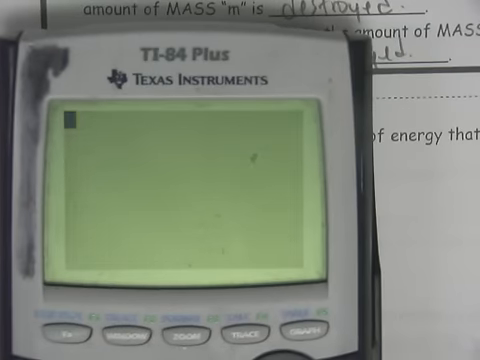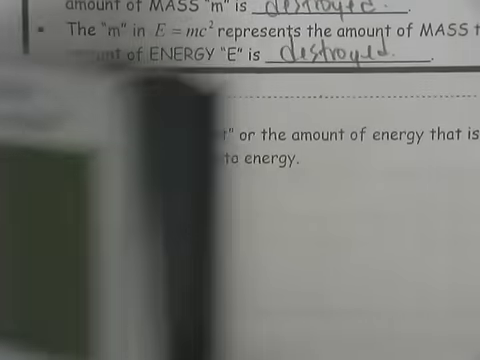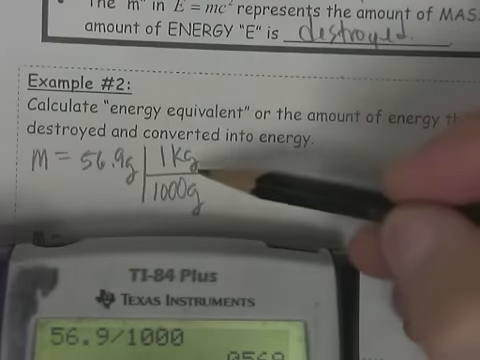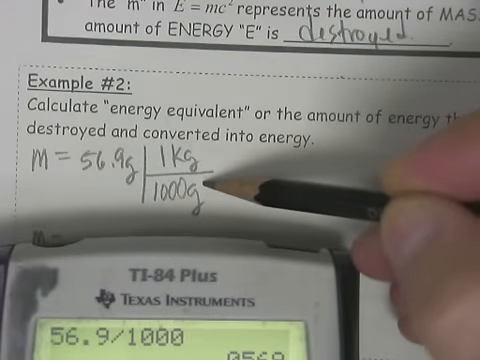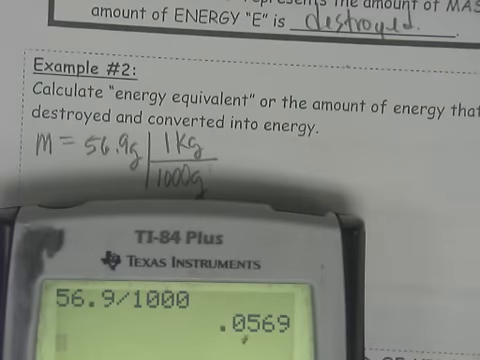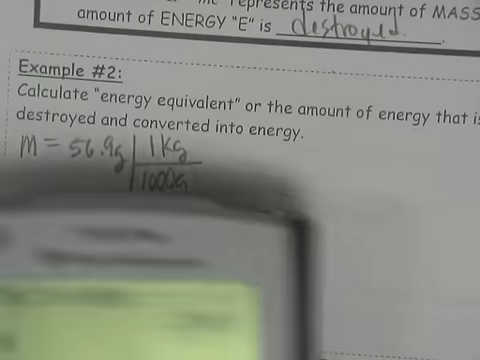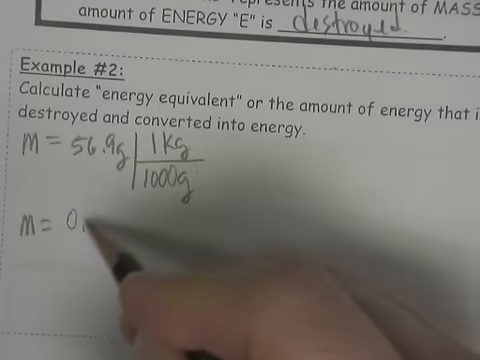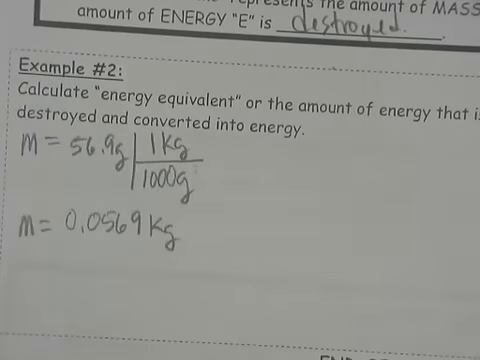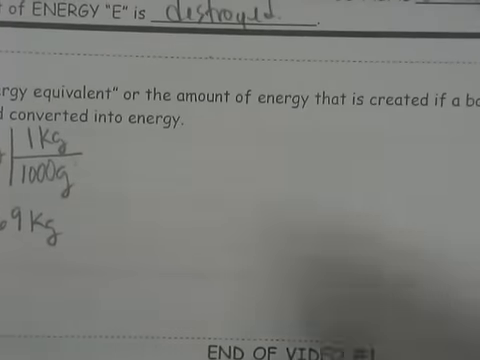So in my calculator, I'm just going to simply take 56.9 and divide by 1,000. When you see this 1,000 in the denominator, that means you divide 56.9 by 1,000, and you get, there it is, it shows up right there. I'll go ahead and write that down. So it's going to be 0.0569 kilograms.